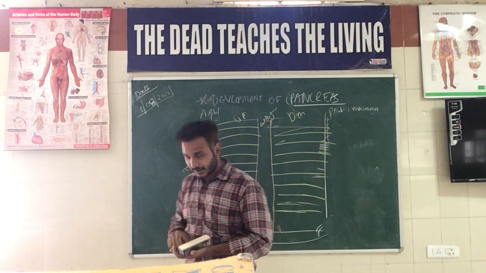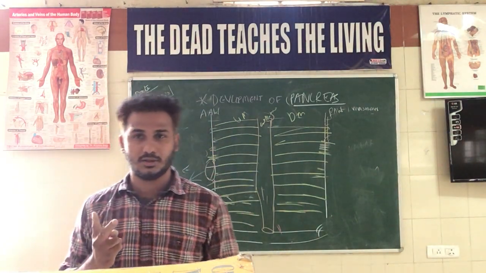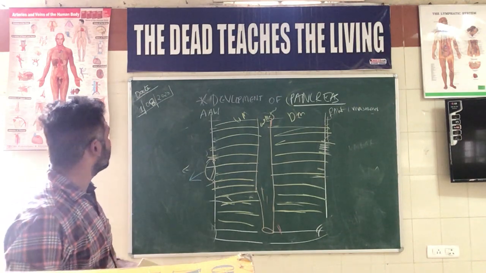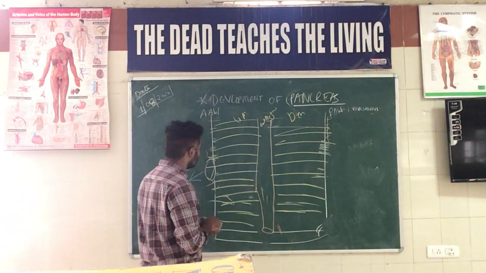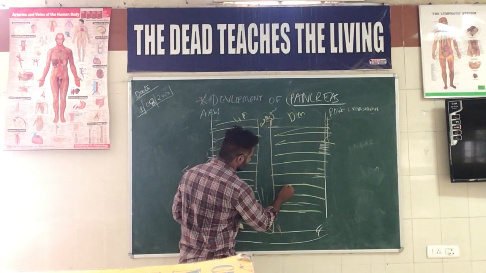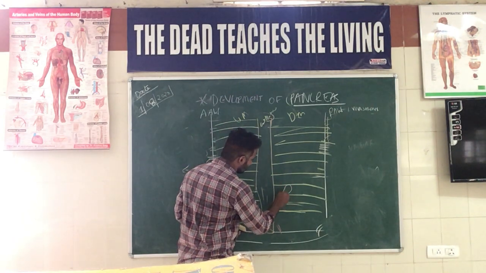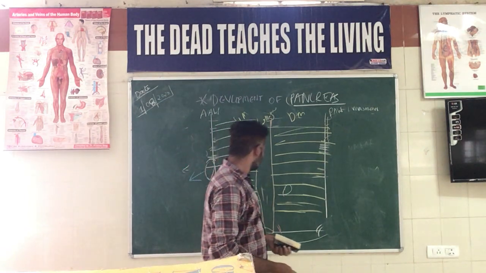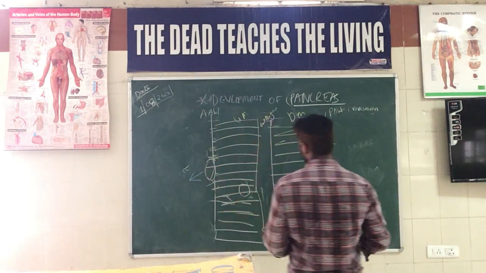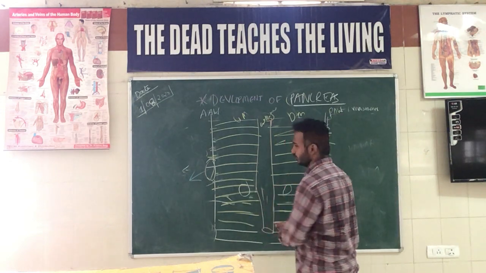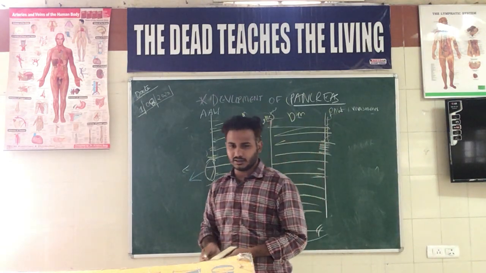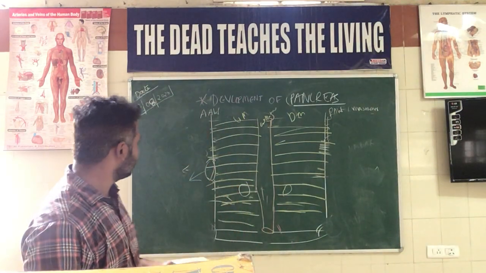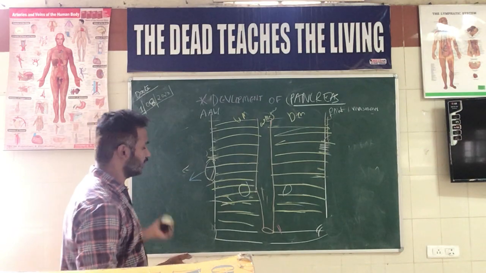The pancreas develops from two buds: the dorsal pancreatic bud as well as the ventral pancreatic bud. This will be the dorsal pancreatic bud, and there will be a ventral pancreatic bud. During development, these two pancreatic buds fuse with each other and form the so-called adult pancreas. If you see clearly, I'll draw it on another side.